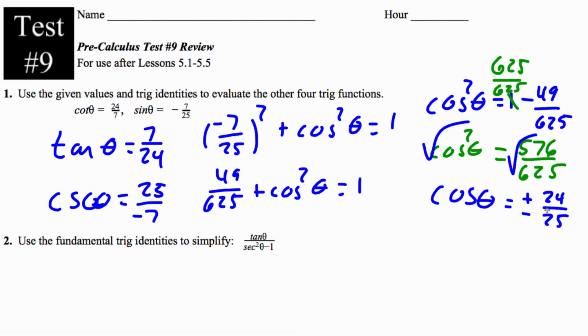Now we need to decide if this is going to be positive or negative. So if we look at what we were given, we had a negative sine value and a positive tangent value. So that means we're going to be in quadrant 3, and cosines are negative in the 3rd quadrant. So that cosine value is going to be negative 24 over 25. And then we can take that and get our secant value by doing the reciprocal. So we get 25 over negative 24 as our answer for the secant.